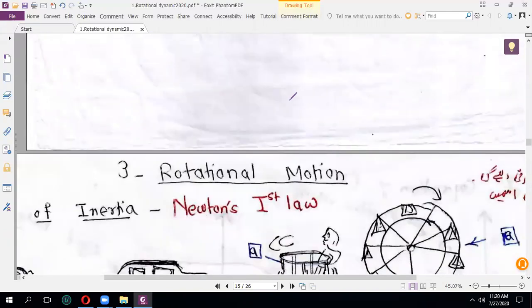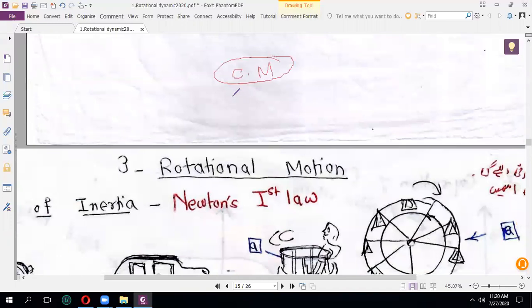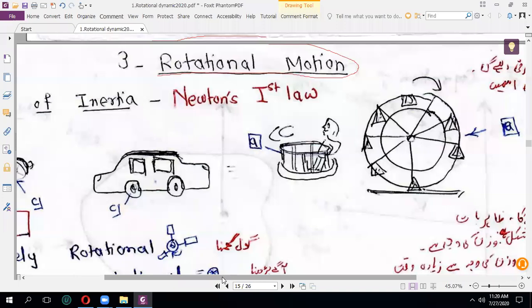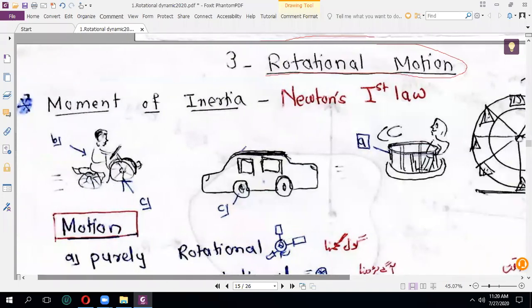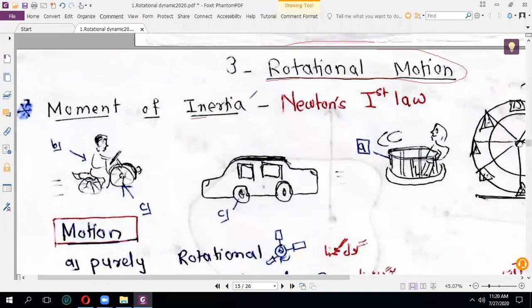Now we are done with the first part of rotational dynamics, which is circular motion. Now we start the second part of rotational dynamics, that is rotational motion. For understanding rotational motion, first we have to understand the basic concept of inertia. What is inertia? According to Newton's first law, if an object is moving, it wants to keep moving. If an object is at rest, it wants to stay at rest until an external force is applied on it.